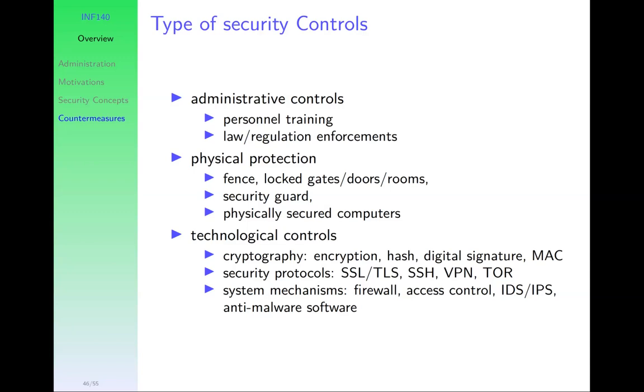And the third category is technological or logical controls. And this control includes some cryptographic tools, algorithms, and we will introduce encryption, hash functions, digital signatures, and message authentication codes. And on top of cryptographic primitives, there are security protocols. These protocols we will introduce as well in this course. And in addition to these protocols, in the communication systems, there are also some other security mechanisms, such as a firewall or intrusion detection system or intrusion prevention system. And sometimes we need to use anti-malware software to scan for potential viruses. So all of these are the major focus in this course.